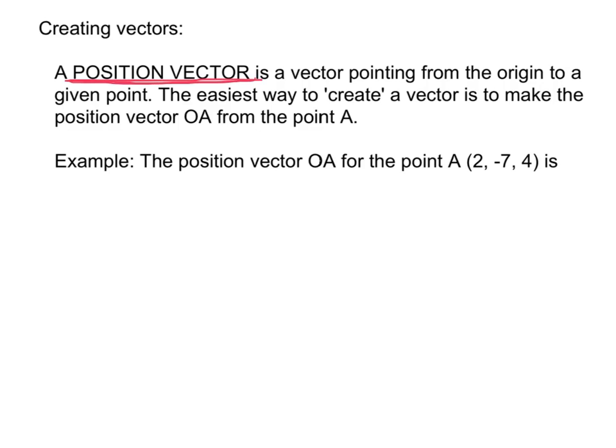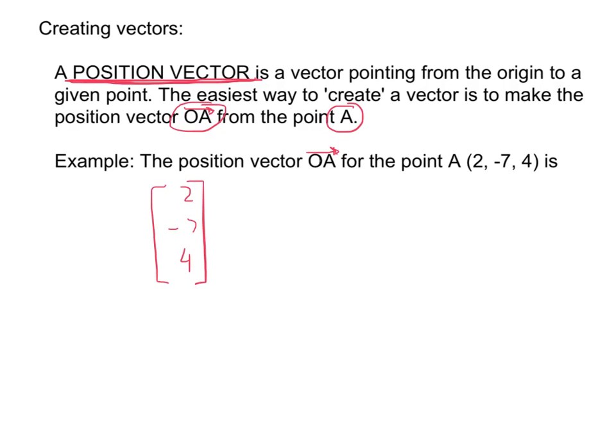That position vector would be called OA. You'd usually put a little arrow over the top of it. So if you wanted to make the vector OA from the point A, all it means is you take the point and write it in vector form. So, if somebody asked for the position vector OA of the point 2, -7, 4, you just write 2, -7, 4. That makes sense.